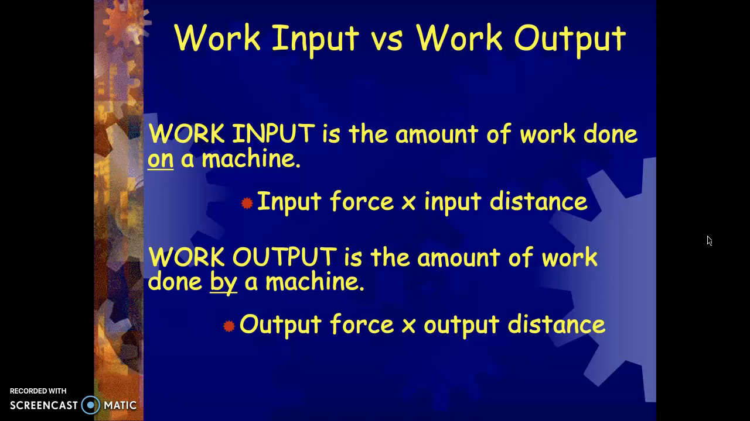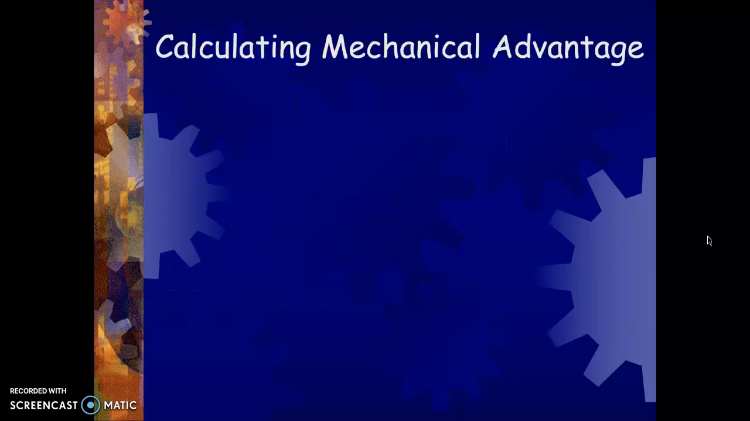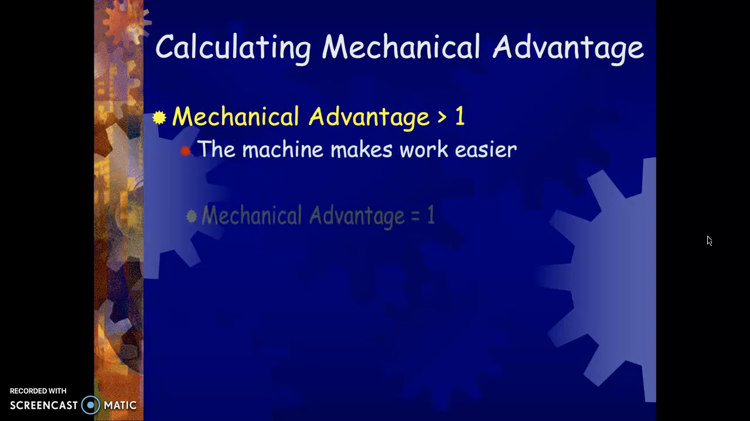Okay, obviously we try to get machines that allow us to put in less force and the machine put out more force. That's the best case scenario. If that happens, we get a mechanical advantage of greater than 1. But sometimes that is not the case.